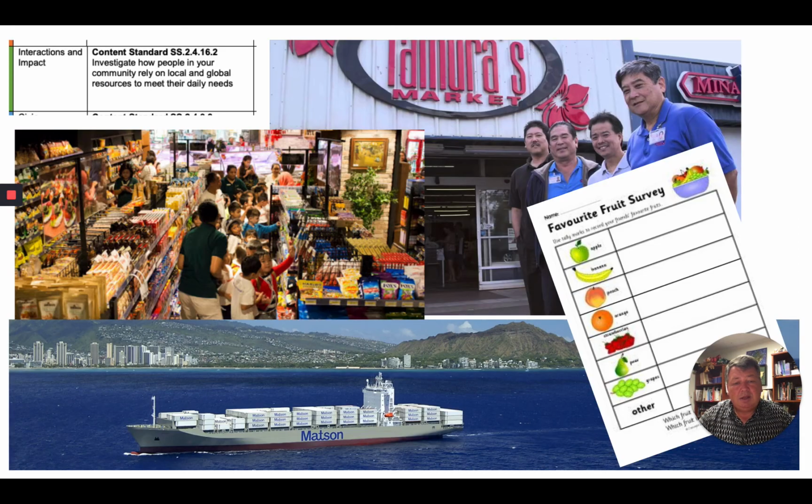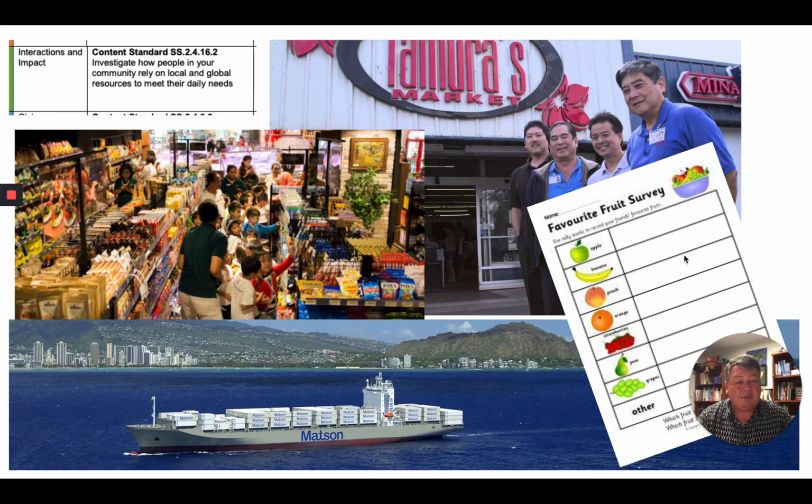And then maybe I saw this content standard, 2.4.1.6.2, which was there: Investigate how people in your community rely on local and global resources to meet their daily needs. So I might say, I could do that by taking my kids to the supermarket. We might run to Tamura's or Foodland, and have someone at Foodland or Tamura's talk to us about where they get their food from, how they decide what produce they're going to keep in stock, and where they get their produce from, how much of it comes from local farmers versus coming shipped in by Matson.